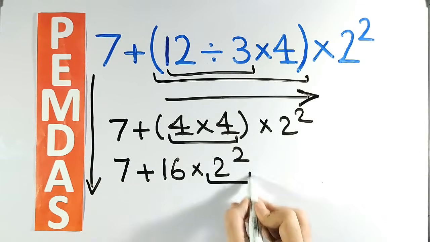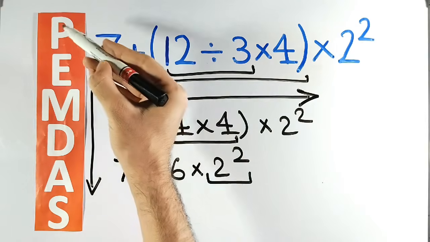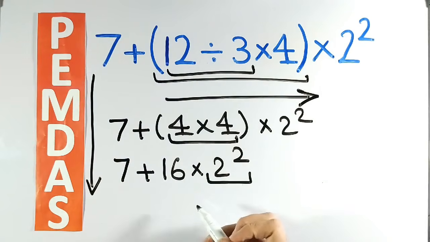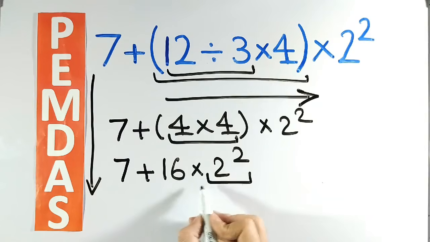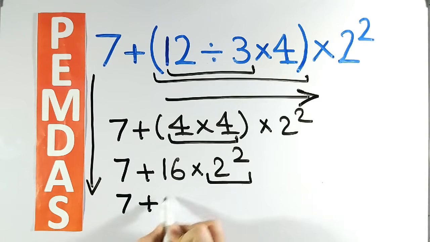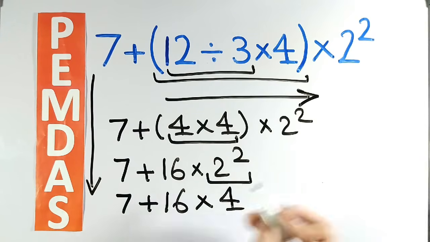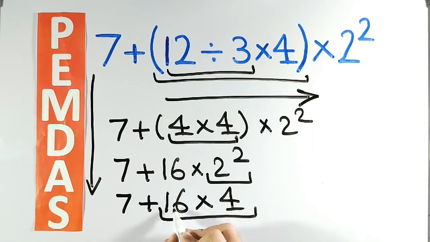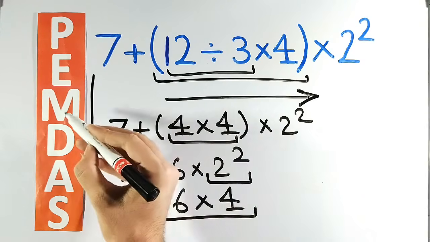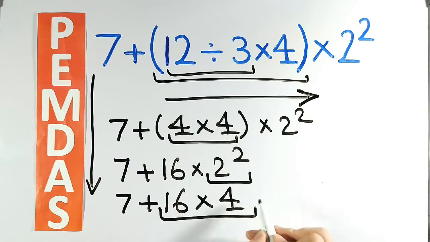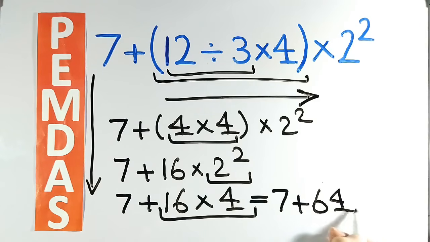Then we go for the exponent because in the PEMDAS rule, after parentheses, exponent has a higher priority than the other operations. So we rewrite this expression as 7 plus 16 multiplied by 4. In the final step, we go for the multiplication between 16 and 4 because multiplication has a higher priority than addition. So we rewrite this expression as 7 plus 64, which finally gives us the answer 71.